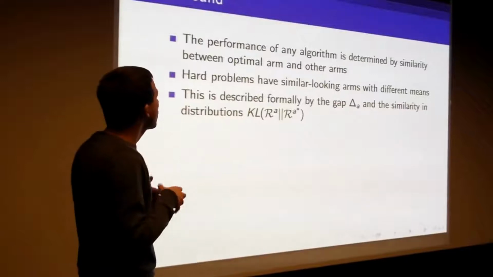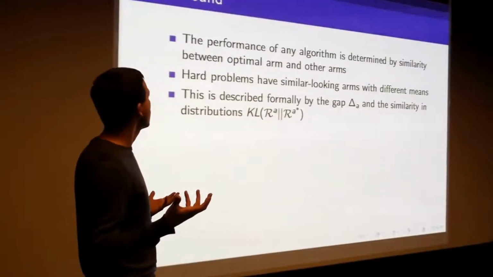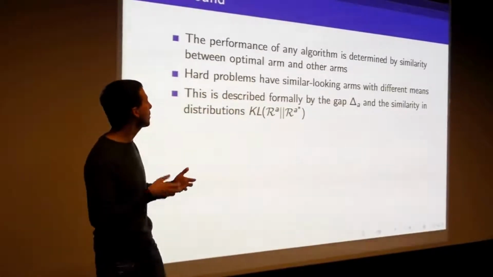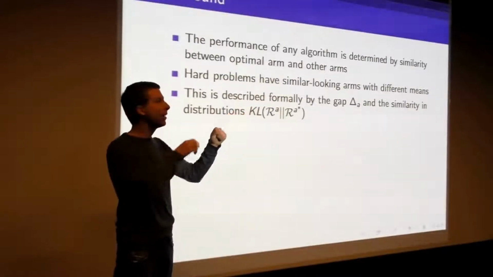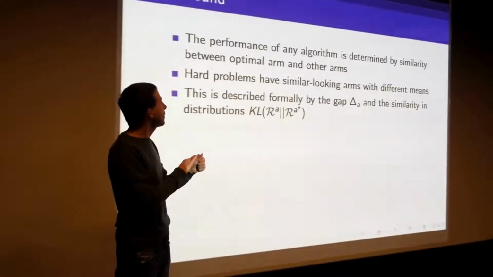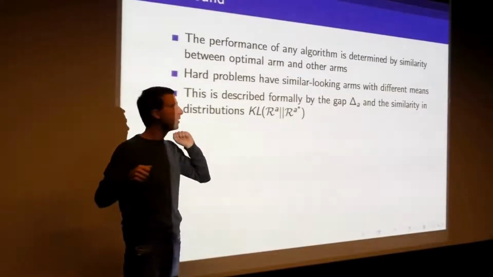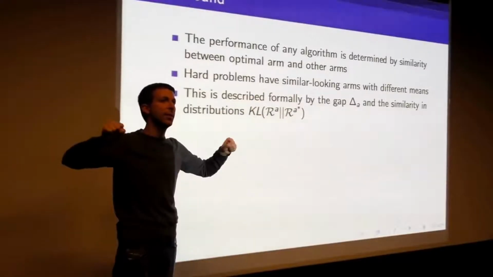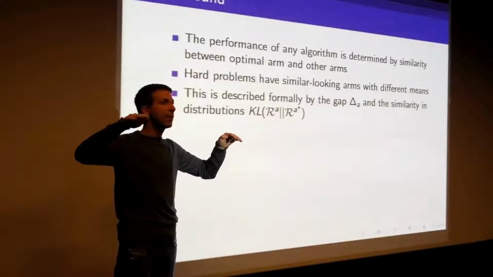So what is this lower bound? Well, the performance of any algorithm, what does it depend on? It depends on what makes a bandit problem hard or easy. So consider how similar the best arm is to the other arms. What makes a hard problem is basically a problem where you've got two arms which look similar, with overlapping distributions, so it's not obvious which one is the best.